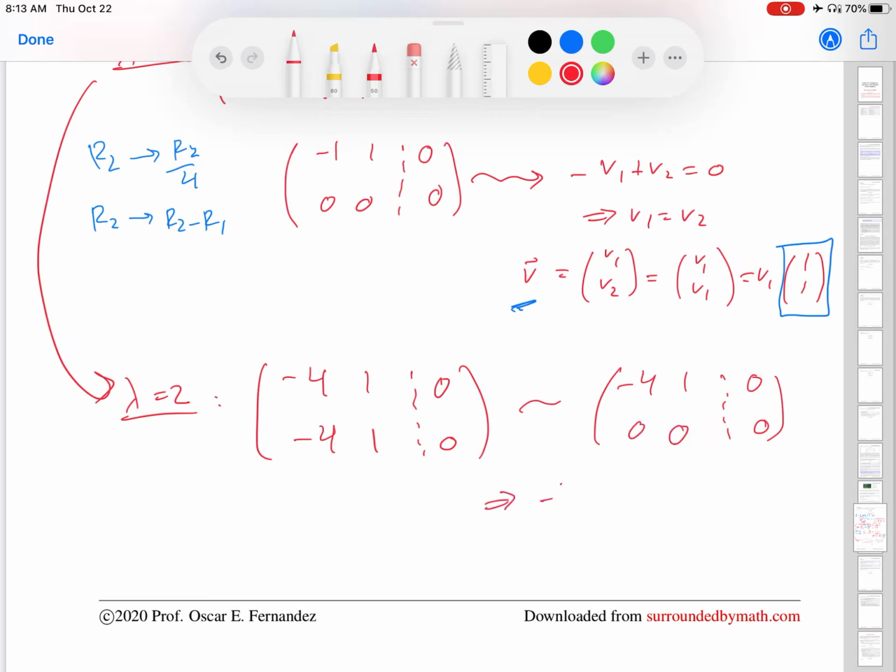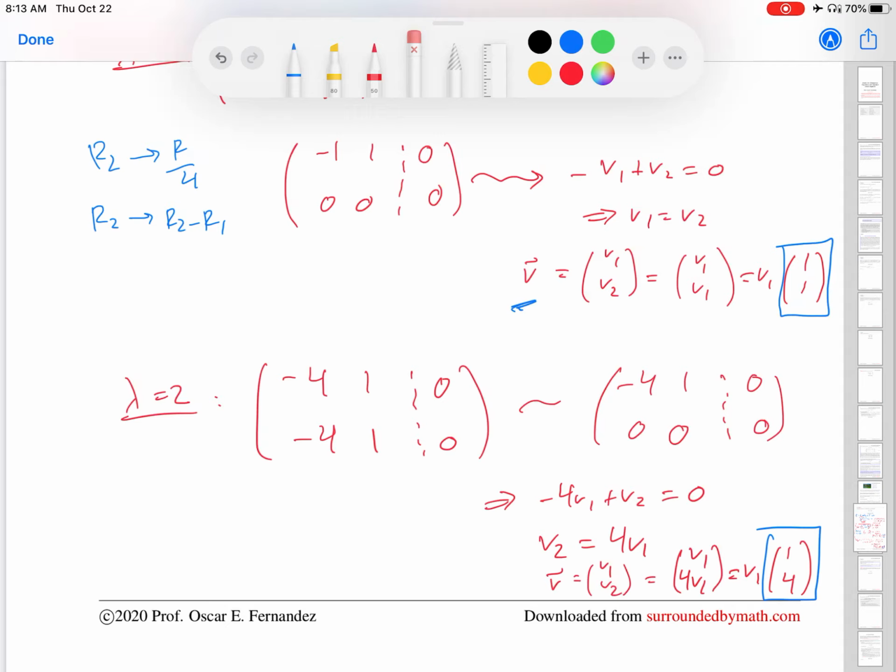This gives me minus 4v1 plus v2 equals 0. I could solve for v1 here by dividing by negative 4, but I like to avoid fractions, so I'll just solve for v2. We get v2 equals 4v1. So my eigenvector, which was v1, v2, is now v1, 4v1. Factor out v1, and then I get 1, 4. So that is what I'm going to choose as my eigenvector.